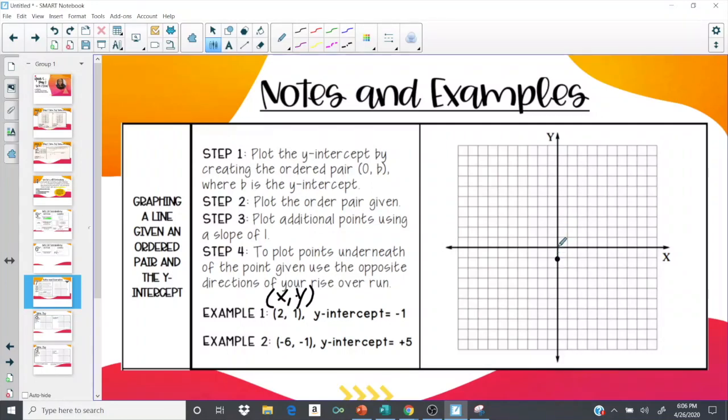So go back to the origin, and to plot +2, +1, you are going to go 1, 2 to the right on the x-axis, and then 1 up on the y. Okay?